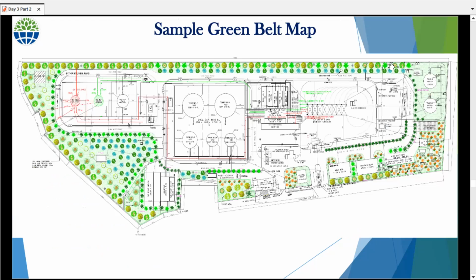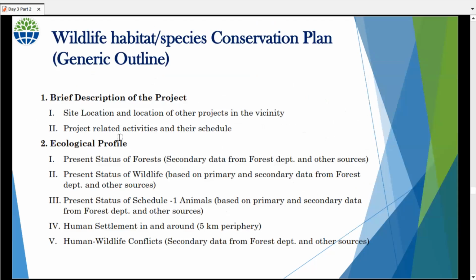And here you can see an example of the green belt map, because this was asked. This is asked during your Form 2 submission or EIA submission by the committee on the previous portal. So this type of green belt map should be prepared by the consultant or the proponent when you are going to submit your EIA. Here you can see the different heights of different trees with different colors we have presented, whatever is applicable for that project.